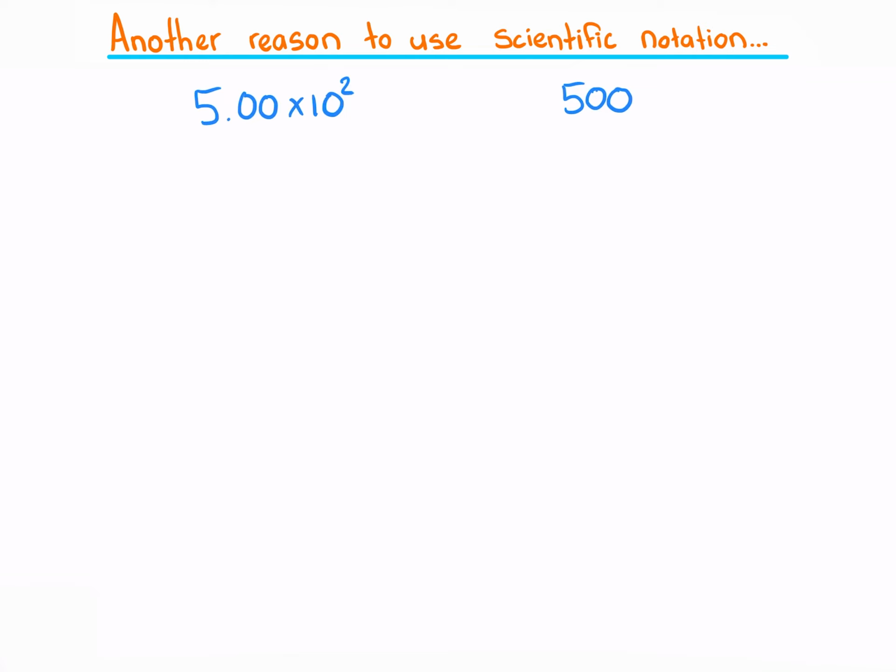For example, let's look at our 500. Now, is this to one significant figure? Is it to two significant figures? Or is it to three significant figures? Unless we're specifically told, we don't know. There is nothing to indicate whether these zeros are significant or not.